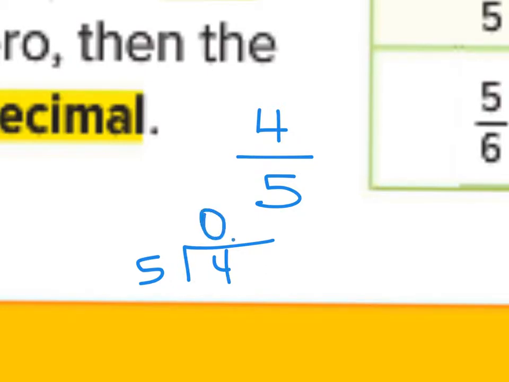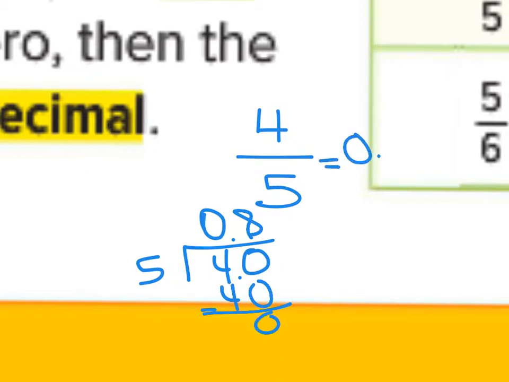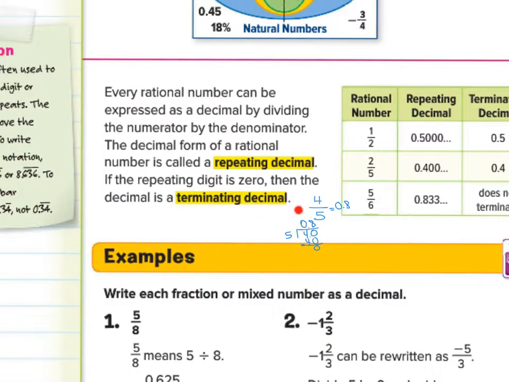So now I move on to the decimal. Now I have the number 40 down here, correct? How many 5s are in 40? 5 times 8 is 40. So 8. And 40 subtracted is 0. So I'm done. 4/5 is the same as 0.8. And just the same way we divided that, that's how we can get any of these. So 1 divided by 2 is 0.5. 2 divided by 5 is 0.4. And 5 divided by 6 is 0.833.